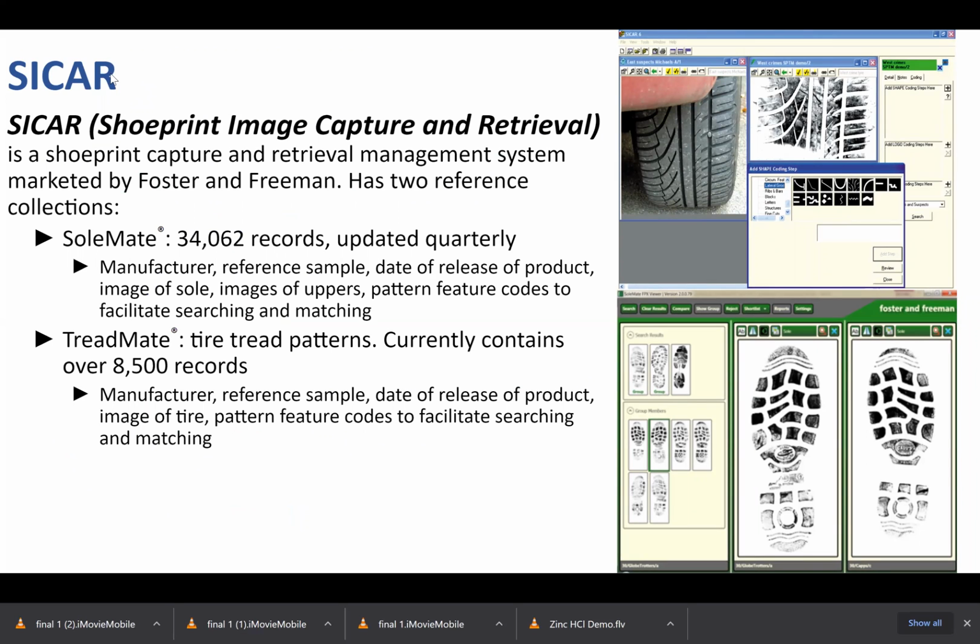And this is the one that wasn't on that first slide, the SICAR, Shoe Print Image Capture and Retrieval System. It has two reference collections. The SoleMate has 34,000 records and is updated quarterly, with images of soles, uppers, pattern features, and codes to facilitate searching and matching. And TreadMate, our tire tread patterns, currently contains over 8,500 records. It includes the manufacturer, reference samples, date of release of the product, image of the tire, and pattern feature codes to facilitate searching and matching.